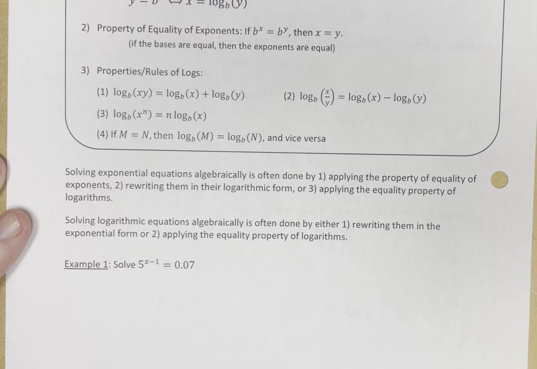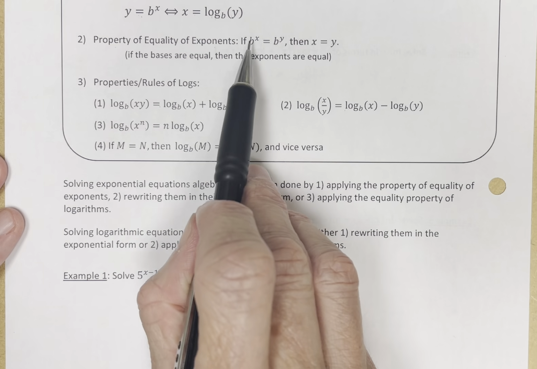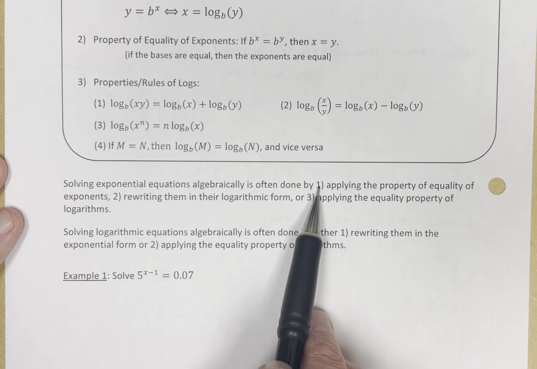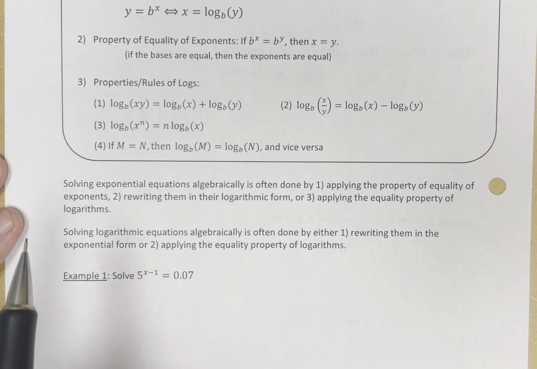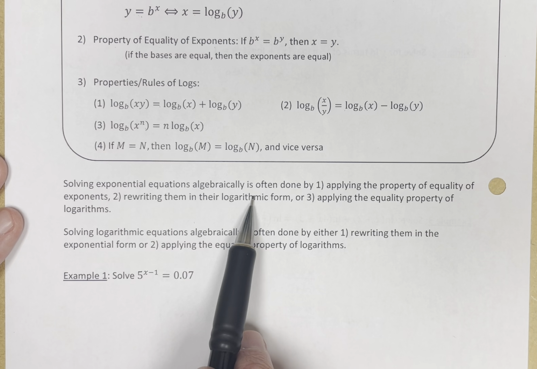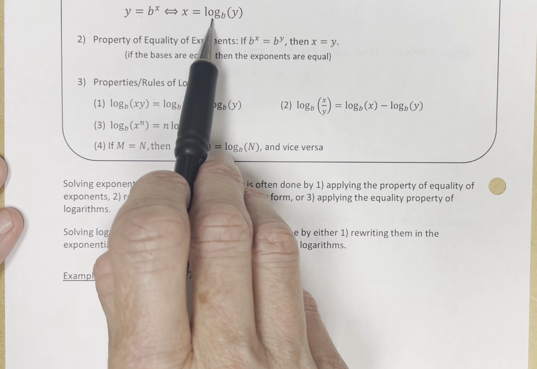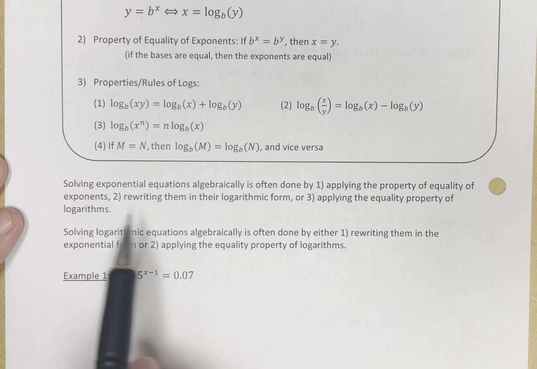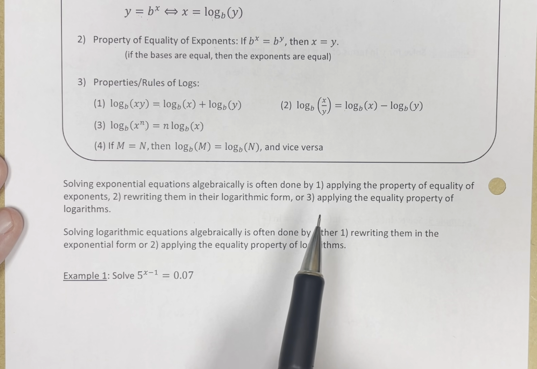Well, one way to do it, if you see it, and if it's possible, is you can apply the property of equality of exponents, which is the first thing here, assuming you can rewrite it with the same base. We'll do an example of that. Second way, you can rewrite it in your logarithmic form. And the third, you can apply the equality property of logarithms to solve exponential equations sometimes.